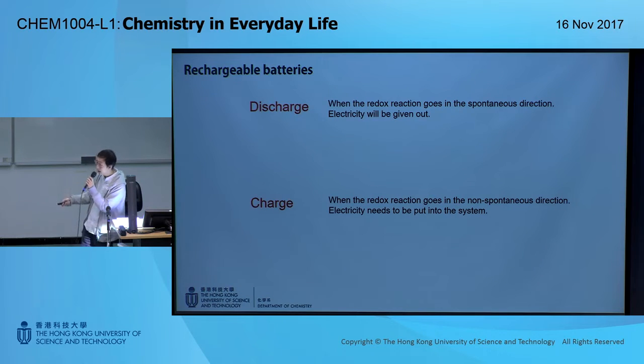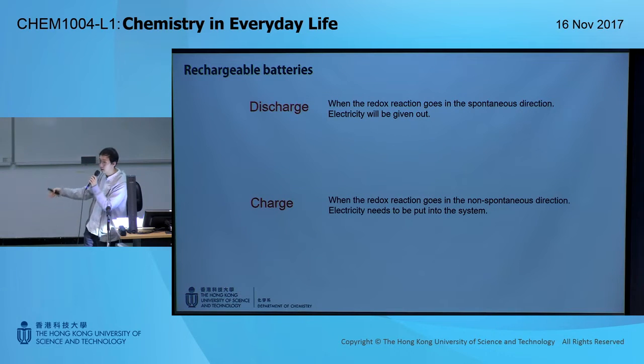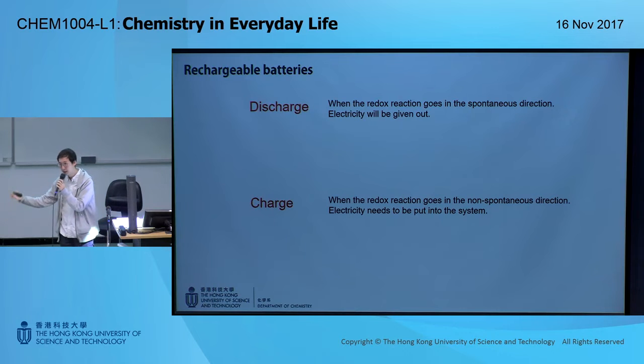And then we have another cycle, which is the charge reaction. The charge cycle is where we actually undergo the opposite of the redox reaction. So the reaction has to go in the non-spontaneous direction. You have to supply energy to push the substances back to the original position.